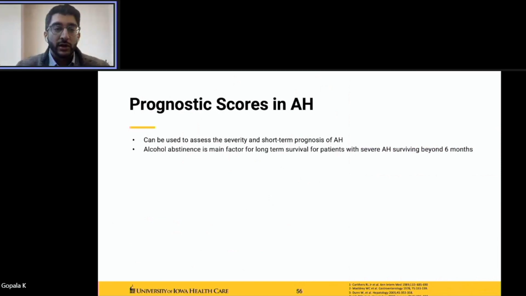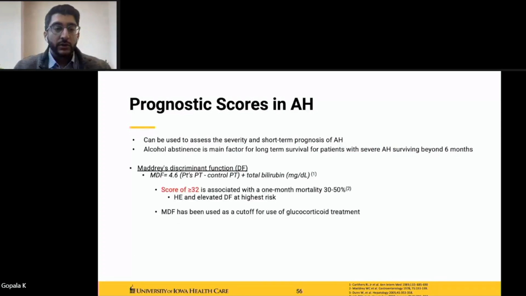Prognostic scores in alcoholic hepatitis can be used to assess severity and short-term prognosis, but alcohol abstinence is the main thing. So Maddrey's discriminant function is the first prognostic score. That's one of the older ones, but this is the formula. Basically, if they have a score greater than 32, they have a high risk for mortality. And we use this as a cutoff for glucocorticoid treatment.